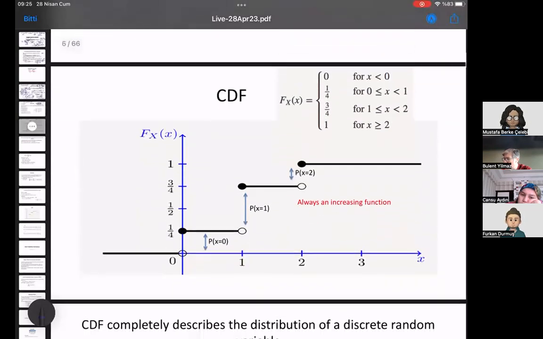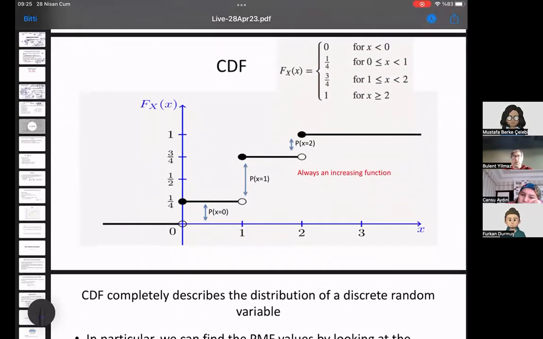And these are the solutions. Let me show once again. Until 0, it is 0. After 0 and between 1 and 0, it is 1 over 4. Between 1 and 2, it is 3 over 4, and after 2, it is always 1.